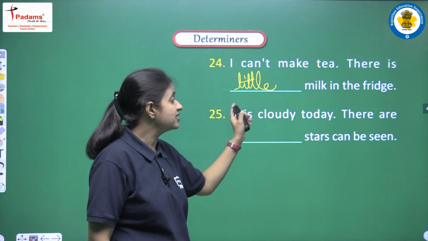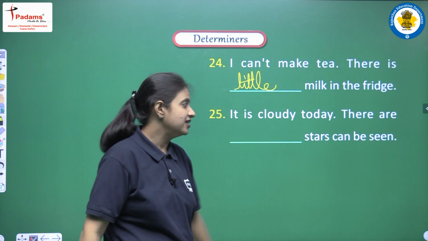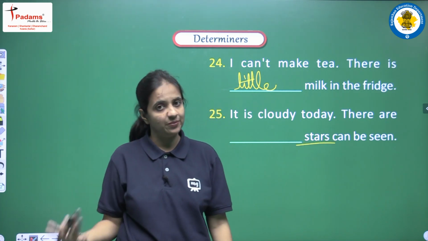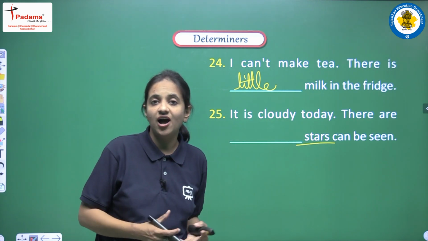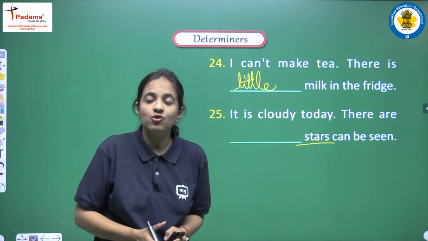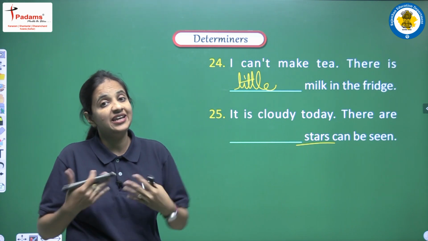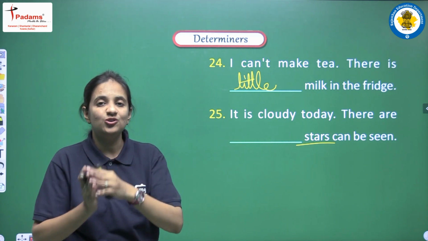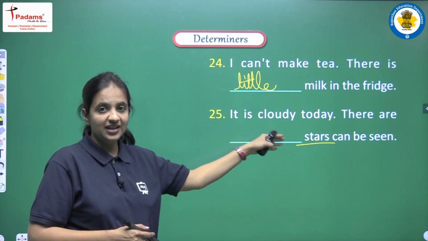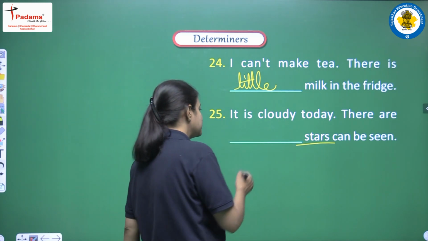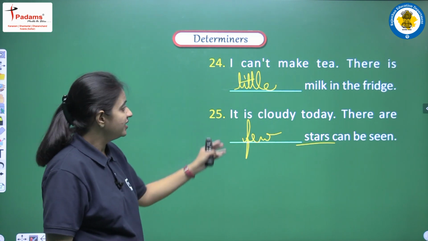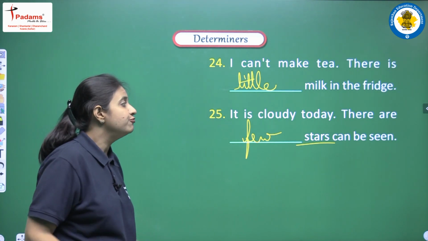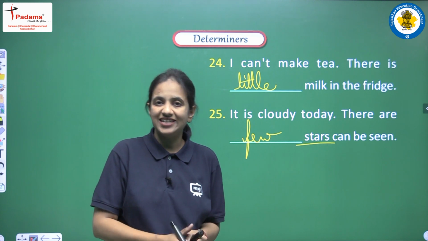Next one is it is cloudy today. There are stars can be seen. Stars is a countable noun. So when the weather is cloudy, when the sky is full of clouds, obviously the stars will be seen very little, and we can say almost nothing, just like nothing. So we want to show negative meaning, and stars is a countable noun. So yes, our answer will be few. And the sentence will be it is cloudy today. There are few stars can be seen.